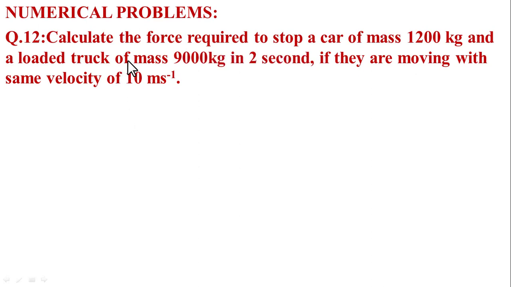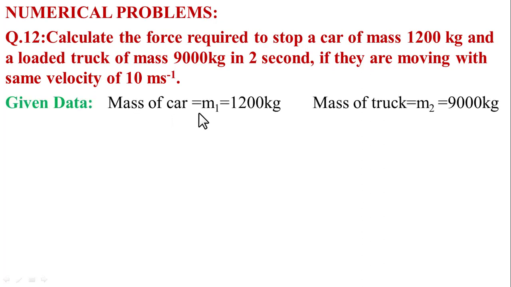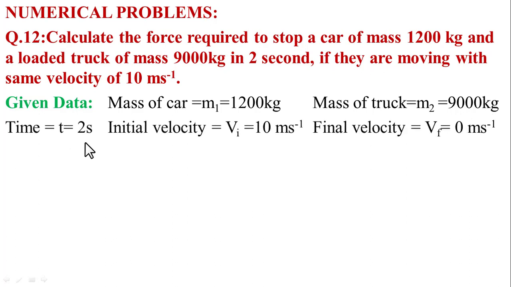Then the last numerical problem, question number 12. Calculate the force required to stop a car of mass 1200 kg and a loaded truck of mass 9000 kg in 2 seconds if they are moving with the same velocity, 10 meter per second. According to the given statement, write the given data. Mass of car m1 is equal to 1200 kg and mass of truck m2 is equal to 9000 kg. Time t is equal to 2 seconds. Initial velocity Vi is equal to 10 meter per second and final velocity, since the body will be stopped, Vf is equal to 0 meter per second.